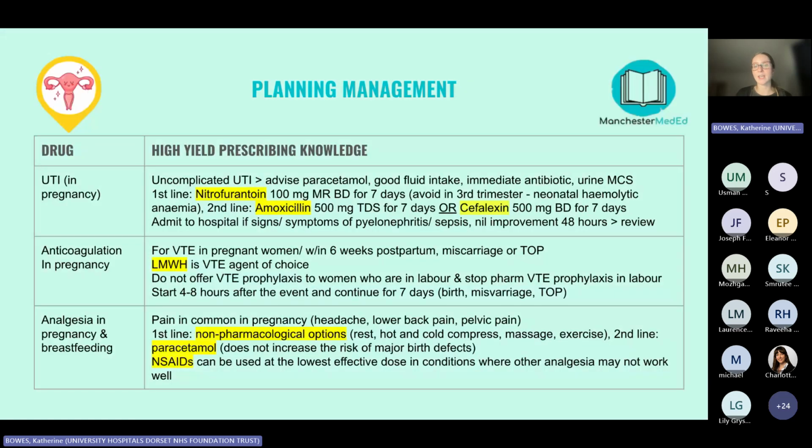Okay, so quick overview of planning management. So UTIs, we've already touched on it, but first line is nitrofurantoin. That's the one you avoid in the 3rd trimester. And then second line, you've also got amoxicillin listed or cefalexin.